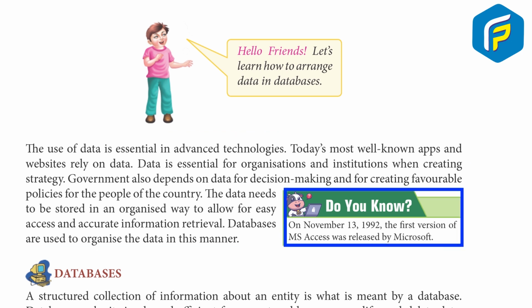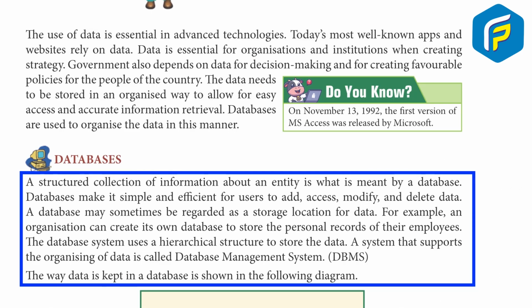Do you know? On November 13, 1992, the first version of MS Access was released by Microsoft. A database is a structured collection of information about an entity. Databases make it simple and efficient for users to add, access, modify, and delete data. A database may sometimes be regarded as a storage location for data. For example, an organization can create its own database to store the personal records of their employees.